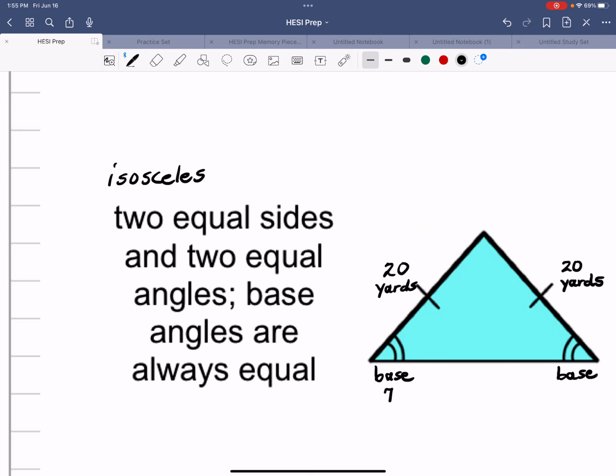So maybe this is 70 degrees and 70 degrees. Base angles are always equal in an isosceles triangle. And then this one is called the vertex. So if we do the 180 for the whole thing, that would mean that the vertex angle would be 40 degrees. Because 70 and 70 and 40 total the 180 degrees. It always has to pass the 180 degree test.